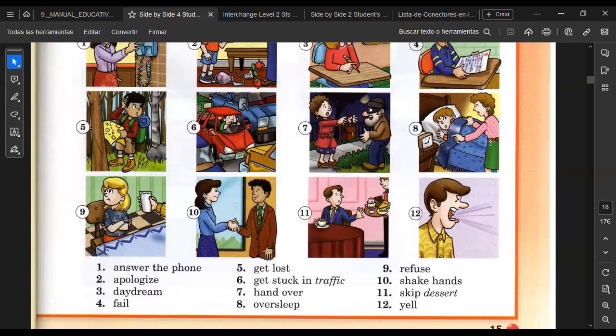Okay, no questions? Skip dessert is when you don't want to take dessert. Skip is a synonym for jump, right? Like jump. Also, you skip classes. When you don't go to the classes, you skip the classes. Yes. It's clear? Yes, it is. Okay, so thanks. Okay, Ana Yamilet, it's okay.